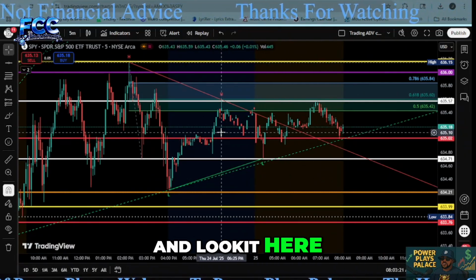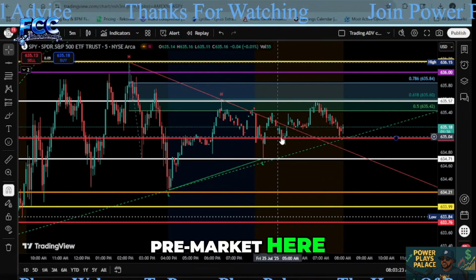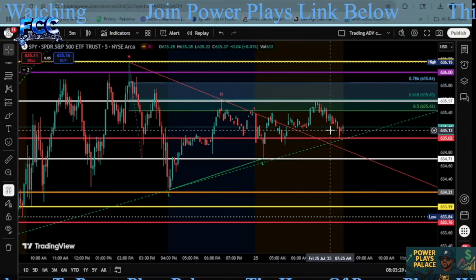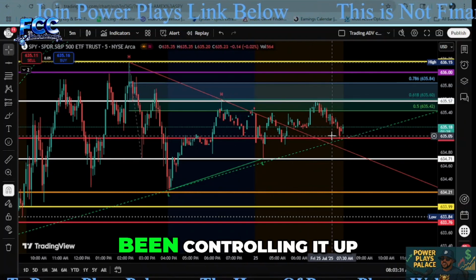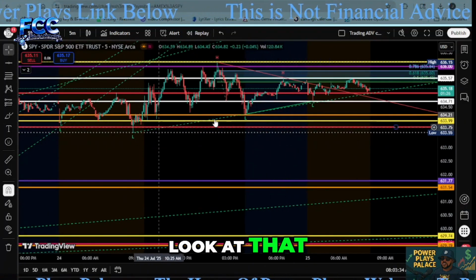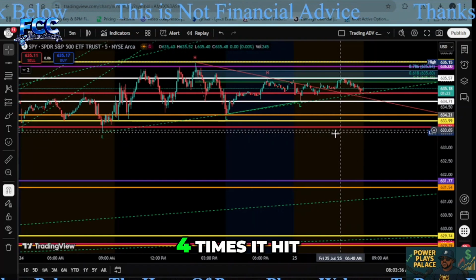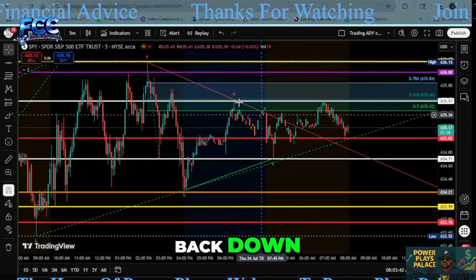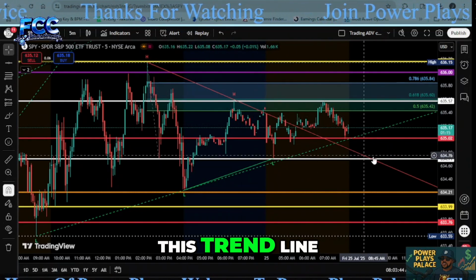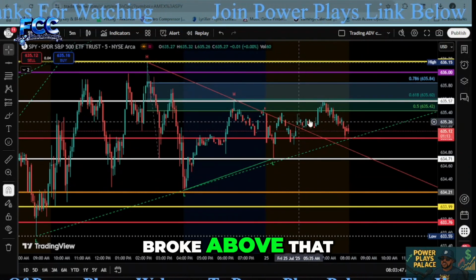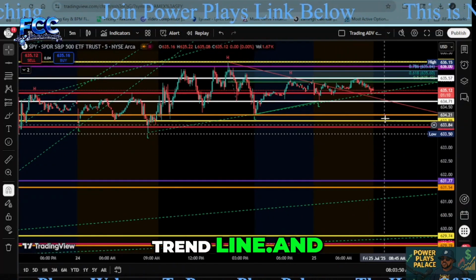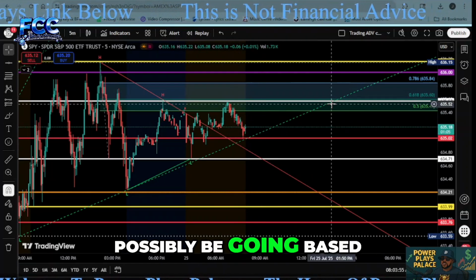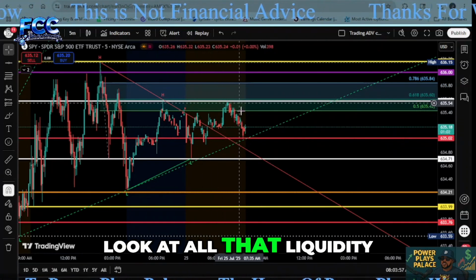And look at here. Just this morning, pre-market here, reaction, broke through the trend line up, stayed on top of a trend line which has been controlling it up for a while. Look at that, boom, 1, 2, 3, 4 times it hit this spot. It broke through another trend line that was trying to push it back down. See, if it stayed below this trend line, it would have went down. Broke above that, still respecting this same trend line. And look where it could possibly be going based off of previous moves. Look at all that liquidity.